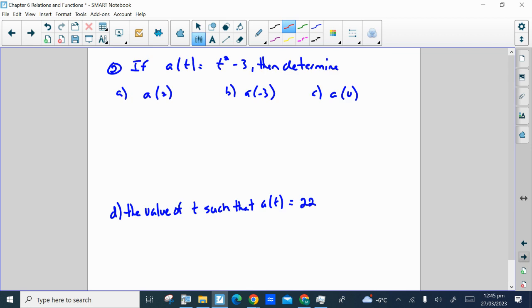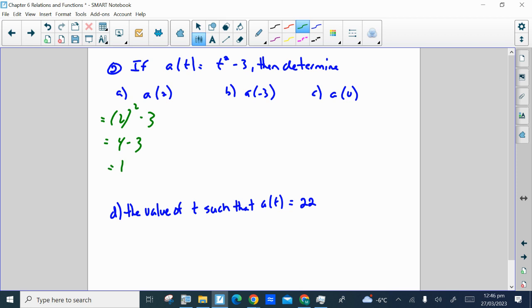So these questions are very similar, except the only difference in this case is that the equation has a squared in it. We're told that a(t), a is a function of t because the variable in the equation is the letter t. a(t) equals t squared, take away 3. So to find a(2), you're going to let t equal 2. Whatever t is, you square it. 2 squared is 4, and 4 take away 3 is 1.